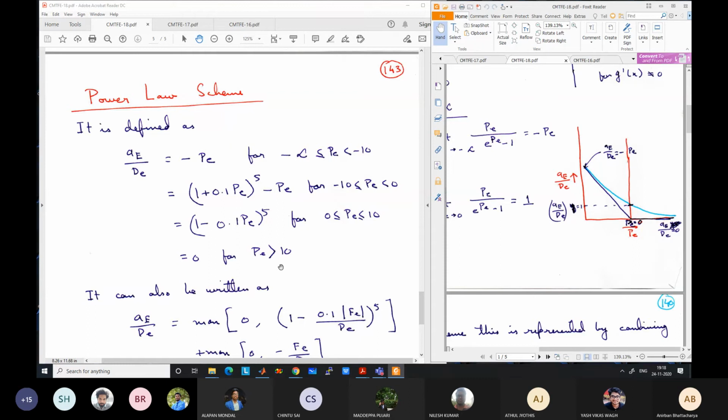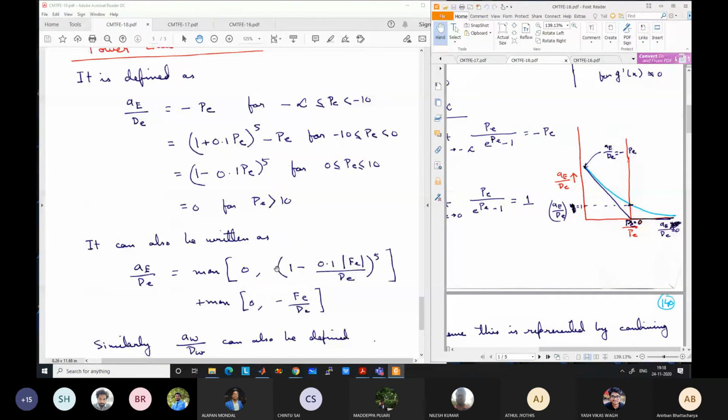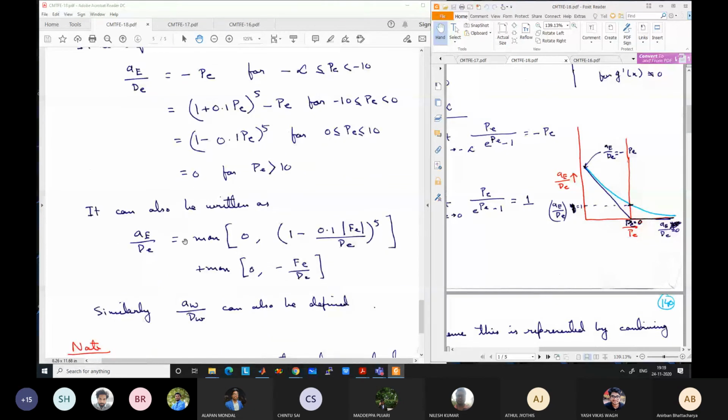So this is known as the power law scheme. I am just stating it here because it is very widely used in many codes and many software. And it can also be written in a single line in this form. I am not going through the details, but if you just go through it, you will see that if you take the maximum values of these two terms, okay, you will get all these four conditions, depending on the value of Fe by D, or Peclet number.